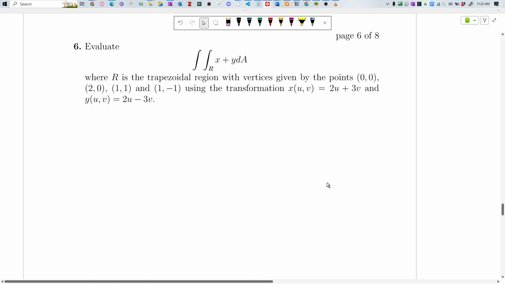Number 6. Double integral x plus y dA. R is a trapezoidal region with vertices given. Okay, so first I want to visualize what this region is. This region R is in xy, and we're given a transformation T that takes in u, v and gives you back x, y.